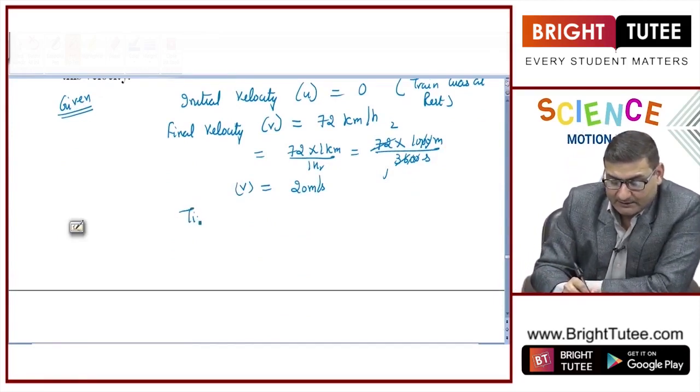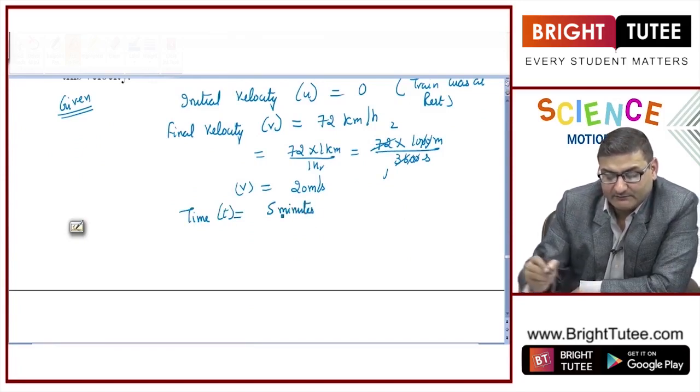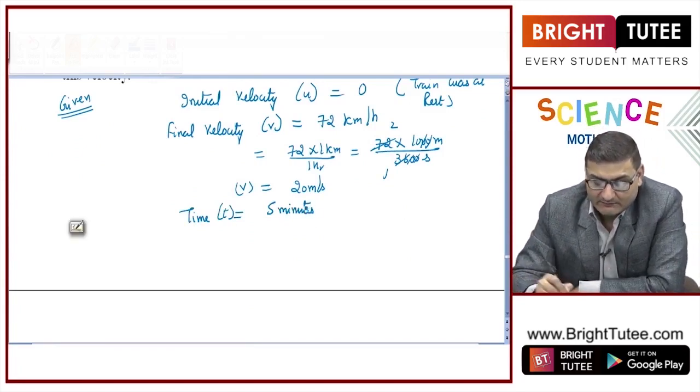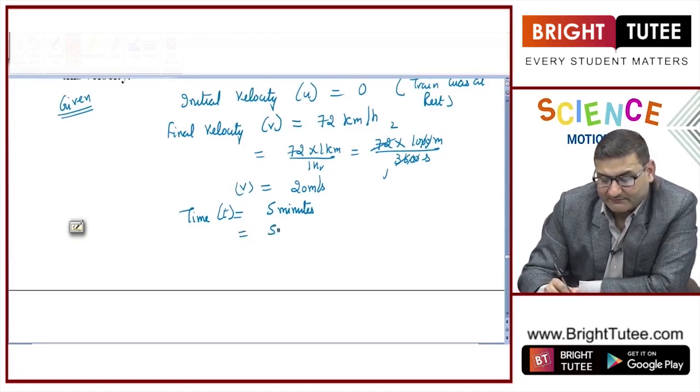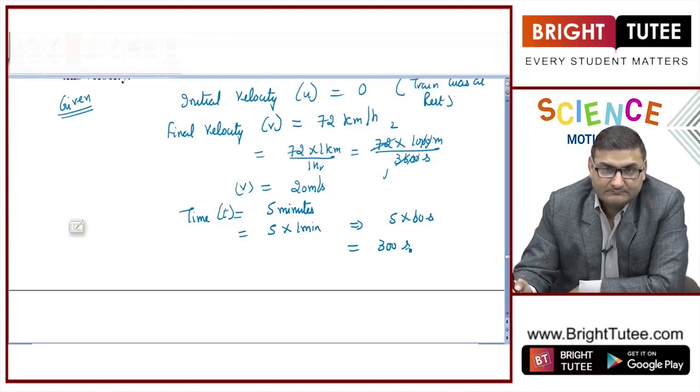Now, the time is given to us to be 5 minutes, and we know that the SI unit of time is seconds. So, converting minutes into seconds, I will get 5 multiplied by 1 minute, or it can be written as 5 into 60 seconds. That comes out to be 300 seconds.